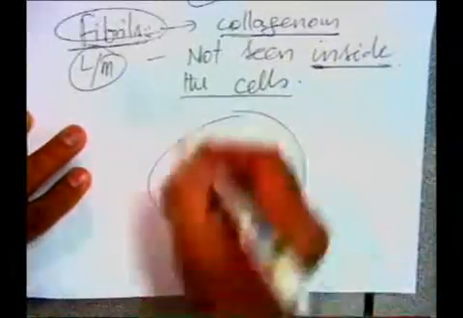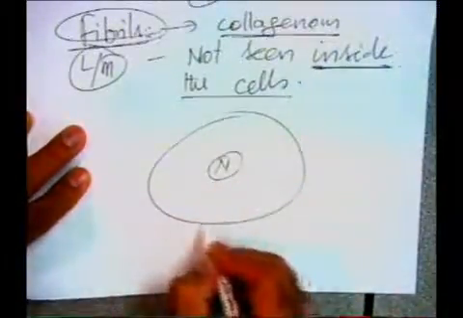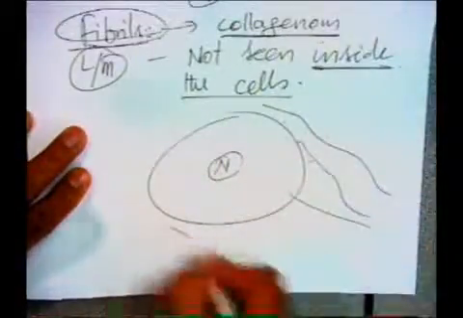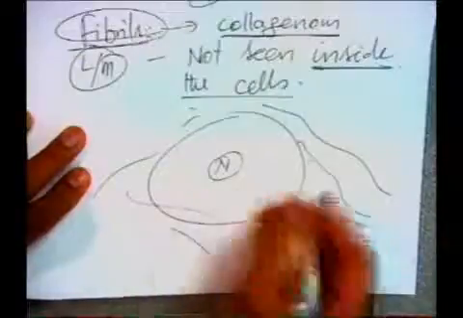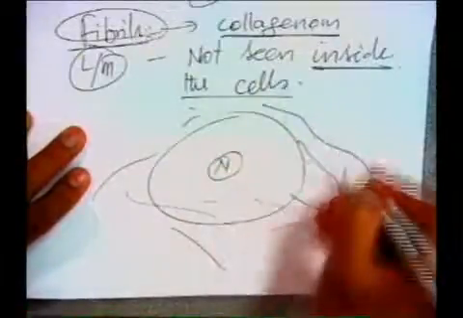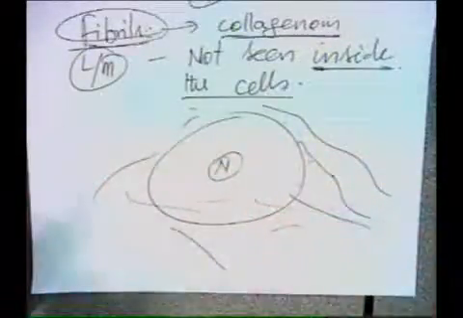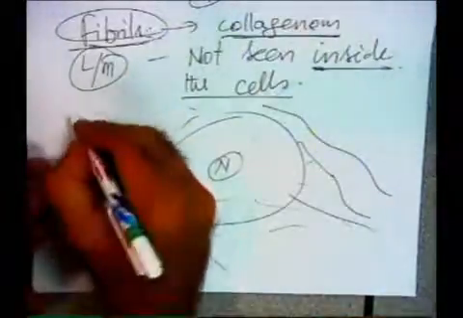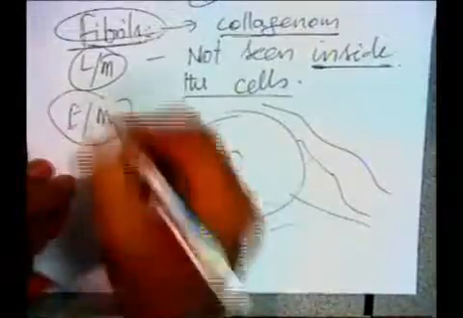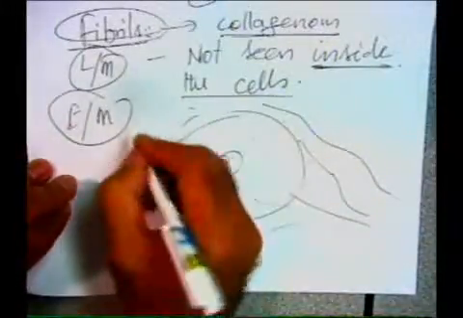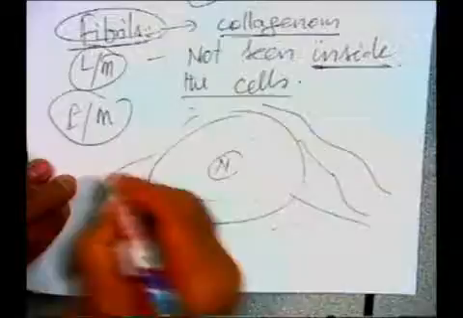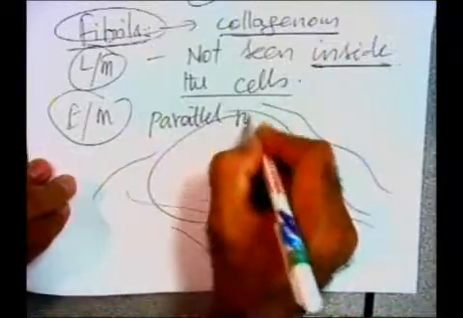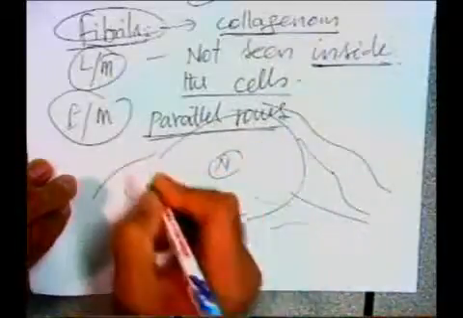Collagenous fibrils are not seen inside the cell, but the fibroblasts and other cells secrete the protein outside the cell. Suppose this is the cell and this is the nucleus, this will secrete. So you will find the collagen fiber going over there. It is not inside the cytoplasm, but outside, because it's a secreted protein which is present outside. And in the electron microscope, if you see collagenous fibers, they are arranged in parallel rows of proteins.